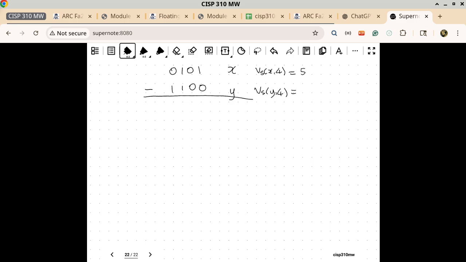What about the signed interpretation of y? None of 1, none of 2, 1 of 4, but we also subtract an 8 from it. So this is negative 4. I already know this is going to be an overflow because 5 minus negative 4 is 9, and 9 cannot be represented using the signed interpretation with only 4 bits. Because the range of a signed 4-bit pattern is negative 8 to positive 7. 9 is not within that range.